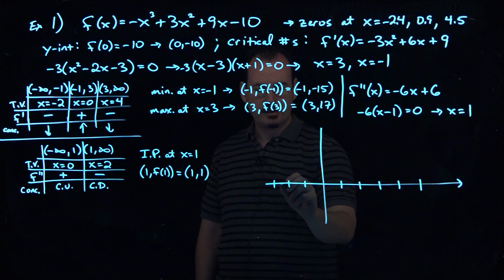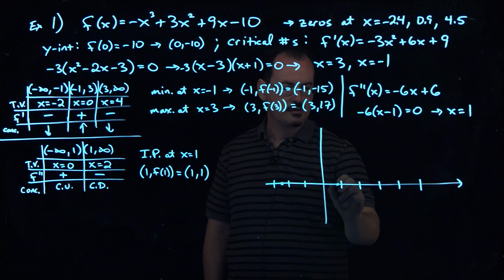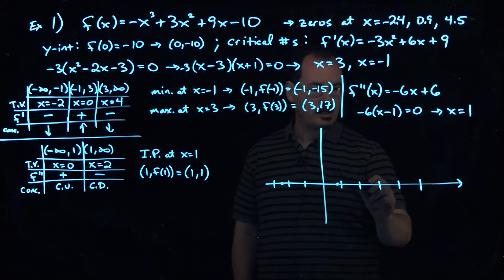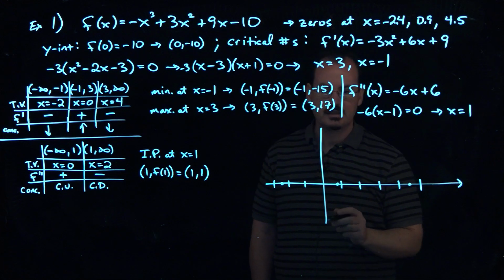-2.4, that's going to be about right there. 0.9, a little bit less than 1, so maybe about right there. 4.5, about right here. So this is the place where the function is going to cross the x-axis.